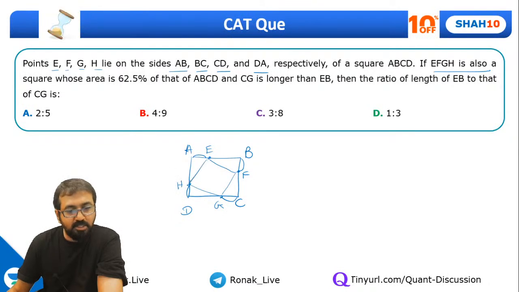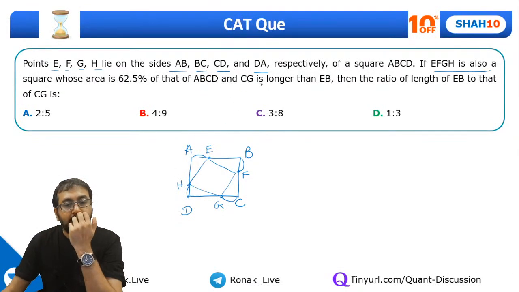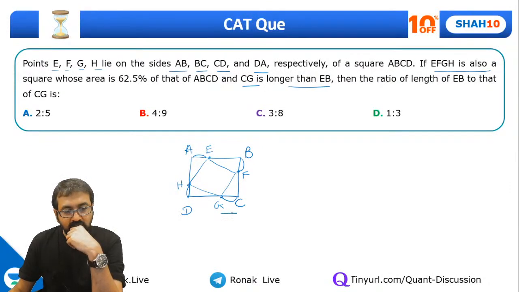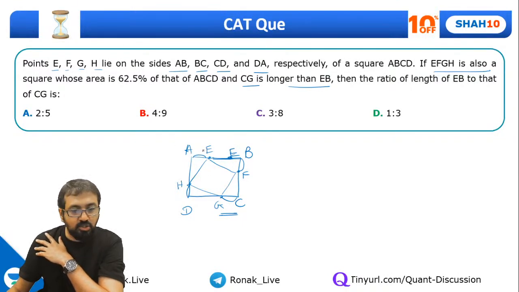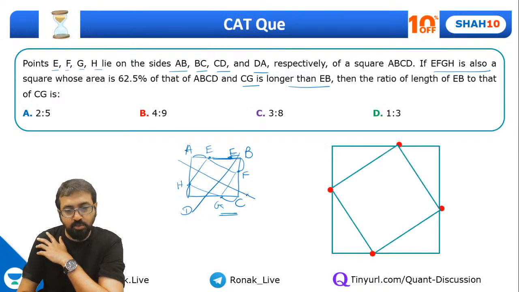But if you observe, they have mentioned one point: CG is longer than EB. But in our figure CG is becoming shorter than EB. That means we realize that this point E should be over here, right? So this figure is not correct. The correct figure is this one.